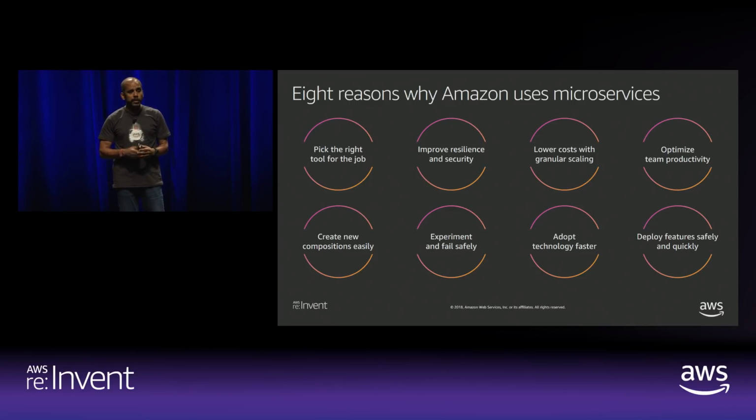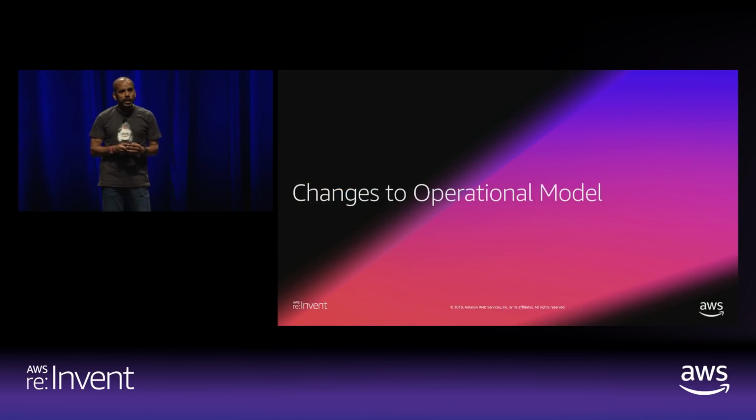And last but not least, because you're able to iterate more rapidly, you're able to go through the deployment pipelines a lot more rapidly, and you can deploy features more quickly as well. So let's take a look at it. What are the changes required in your operational model?